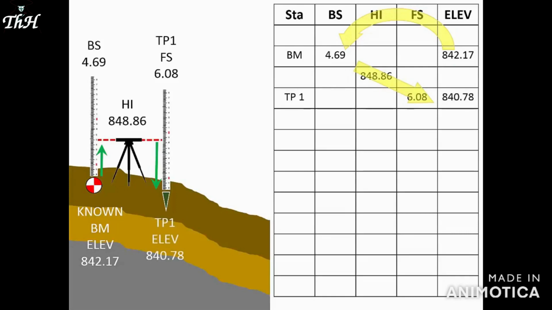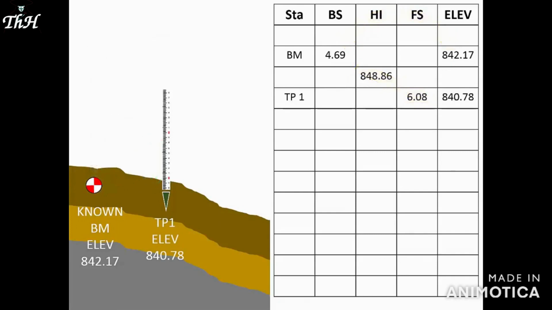Now that turning point 1 has a known elevation, the instrument operator will pick up the instrument, move beyond the turning point and set up again. The first reading, as we call it, the first shot, is a backsight to turning point 1. Notice here that we'll record that reading in the backsight column on the turning point 1 line. With that information, we compute a new HI.